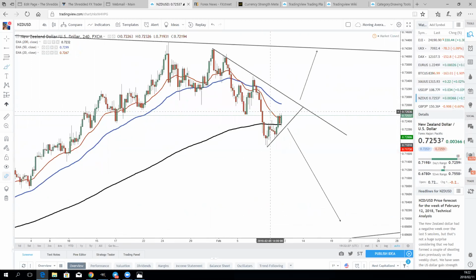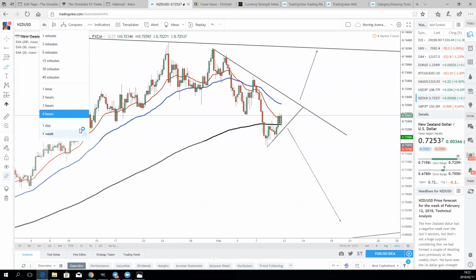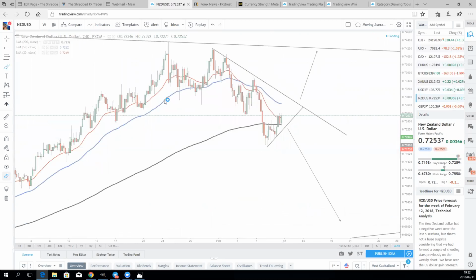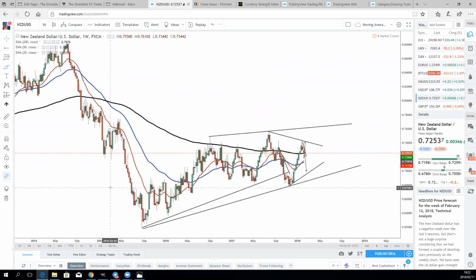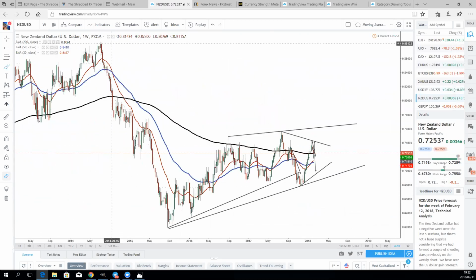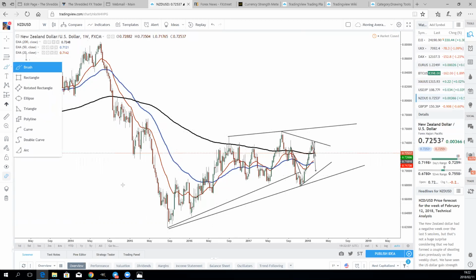Okay, New Zealand USD. We look at the weekly time frame. You can see the same thing. We've got a nice formation. We're in a nice range here. We had a huge move to the downside.